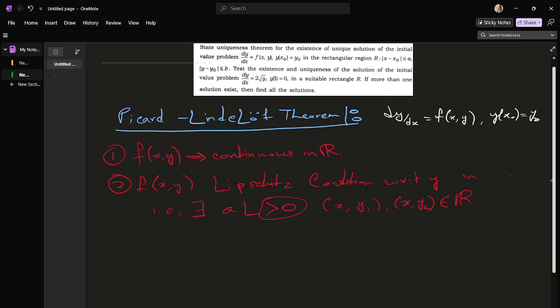Sorry, I am writing the wrong R. This is only this R, not script R. Script R would be the set of real numbers, but we are doing this in our rectangular region, so it will be R. That's a small typo. It will be |f(x, y1) - f(x, y2)| ≤ L|y1 - y2|. This is the Lipschitz condition, we all know.